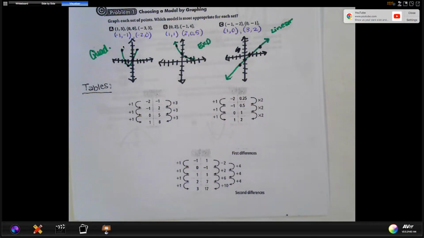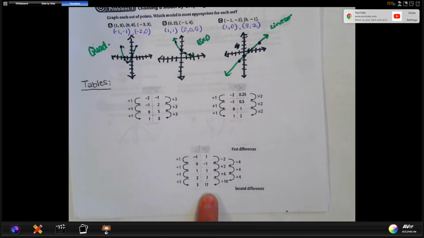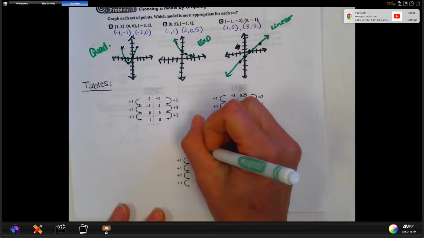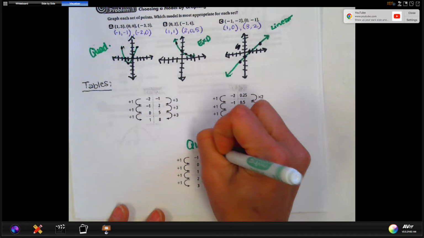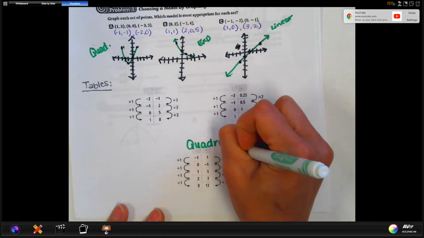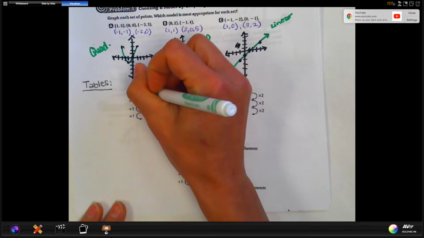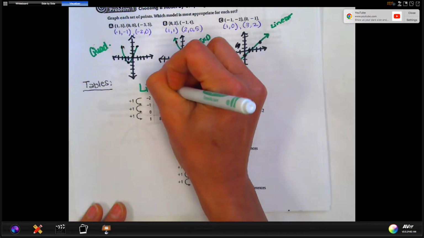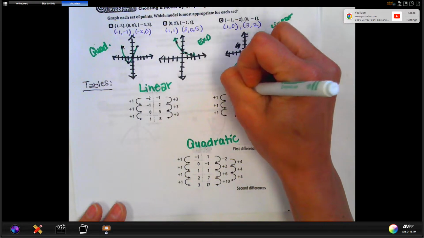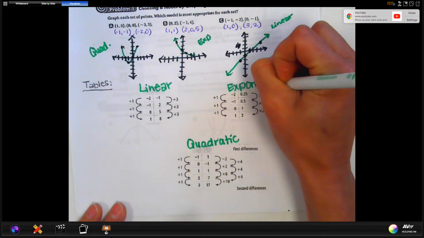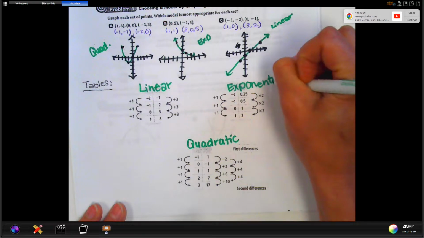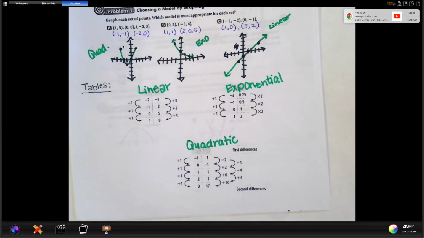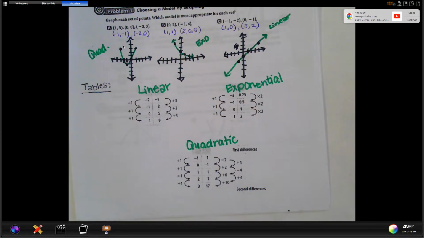Go ahead, Xavier, what do you think? I think that the last one is quadratic. You're right, the last one is quadratic. And I'm going to explain to you guys in a little bit. What do you think of the first 2? The first one is linear. That's right. So linear, exponential, and quadratic. Now, let's make sure we point out what makes them this.